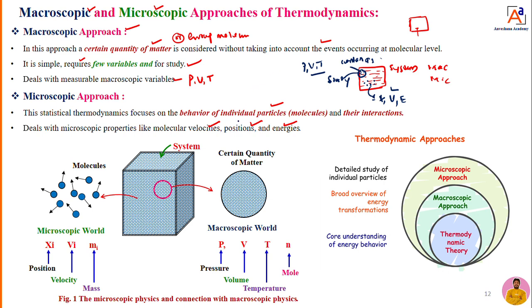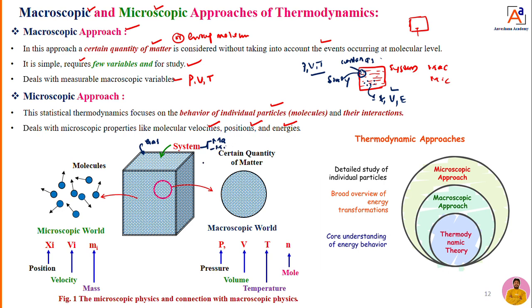I have taken one example here for better understanding, dear students. I have taken a system which consists of a gas. The thermodynamic study can be done on this system in two ways: one is macro, another one is micro.